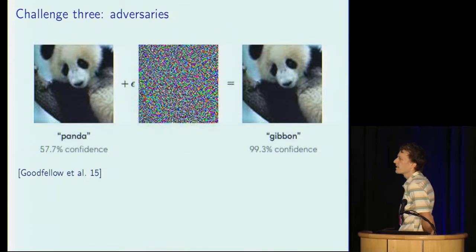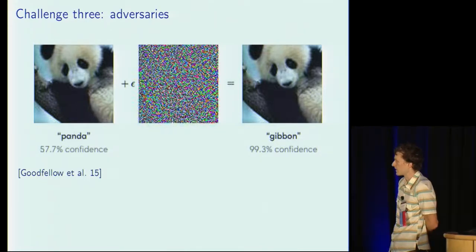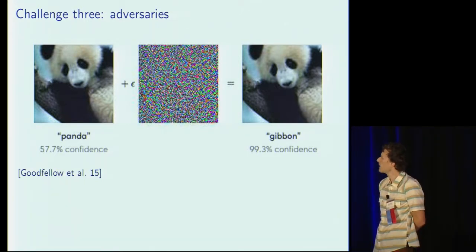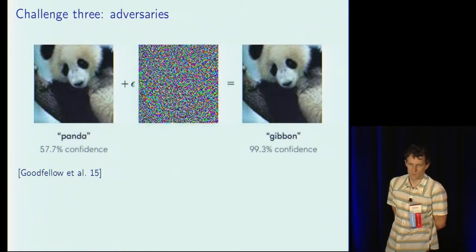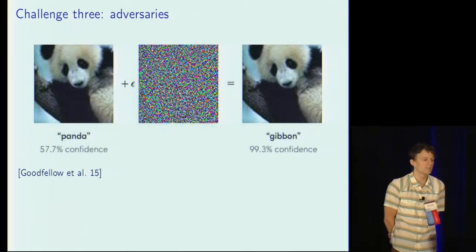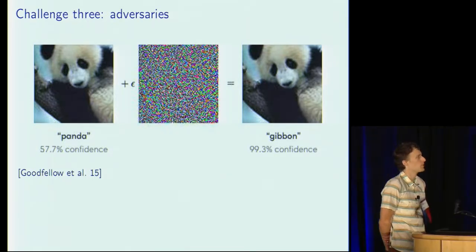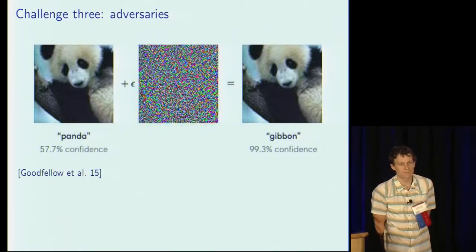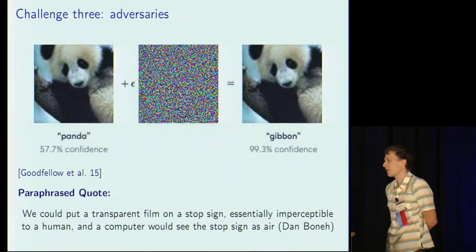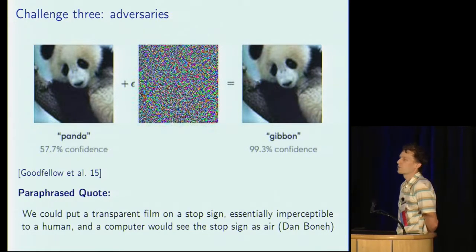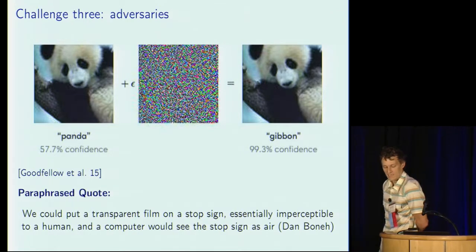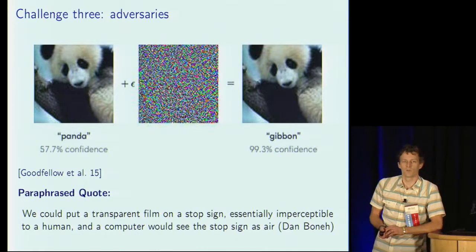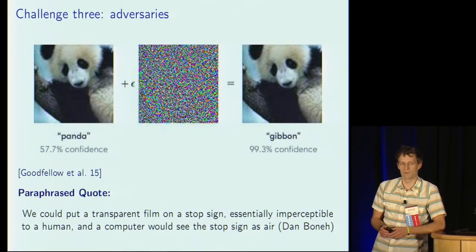Challenge 3 is that oftentimes, especially in these big deep learning models, there are what are known as adversarial examples, where you can take an image, say on the right, which looks exactly like a panda, and your model may be very confident that it's a panda. You can add some tiny amount of noise to it, which is imperceptible to your eyes or my eyes, and you can make your predictor extraordinarily confident that you're seeing a gibbon or something else. To paraphrase Dan Benet, we could put a transparent film on a stop sign that's basically imperceptible to a human, and the computer would see the stop sign as air.